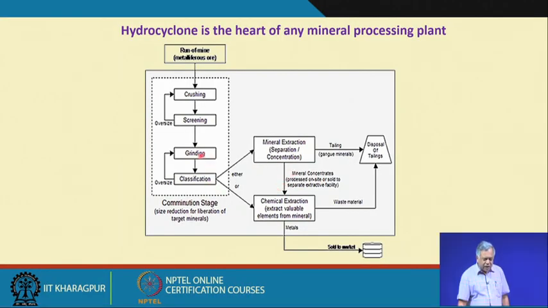Once they are ground, either they are sent for chemical extraction, that is for hydrometallurgy and all this. Of course, this is not part of this course, but then you have prepared your material for separation. Now, you are sending it for mineral extraction, that is for separation or concentration. So, it is the hydrocyclone, that is your classification, being done by the hydrocyclone. It is the linkage between your comminution circuit and your processing circuit.